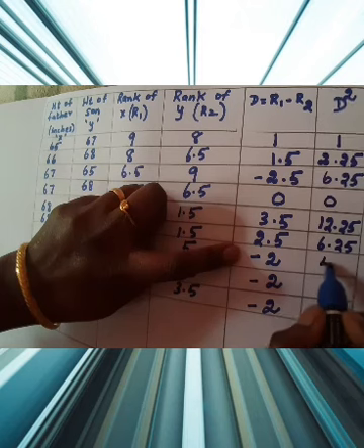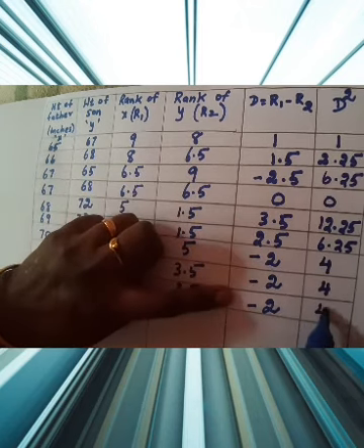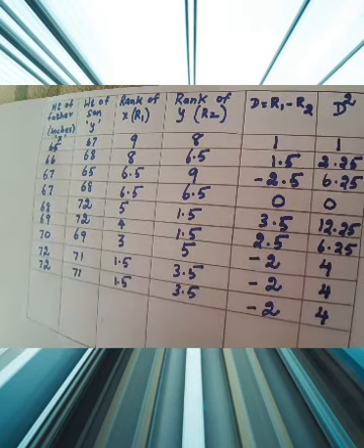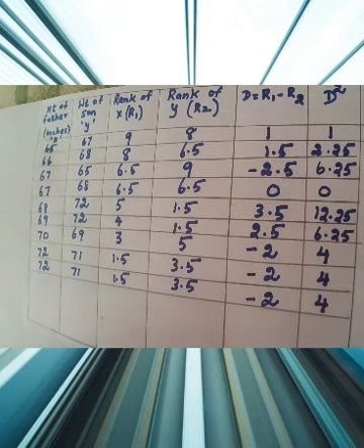Minus 2 the whole square will give you positive 4. Minus 2 the whole square, positive 4. Minus 2 the whole square will give you positive 4. Okay, don't make any mistake here, because even a single mistake, the entire answer will become wrong.